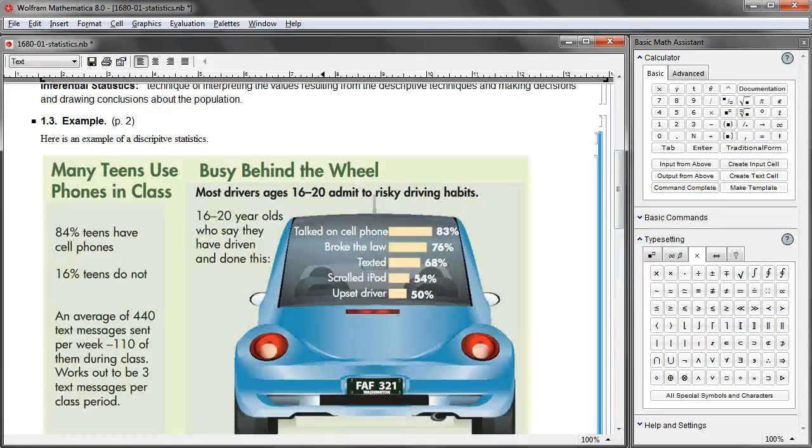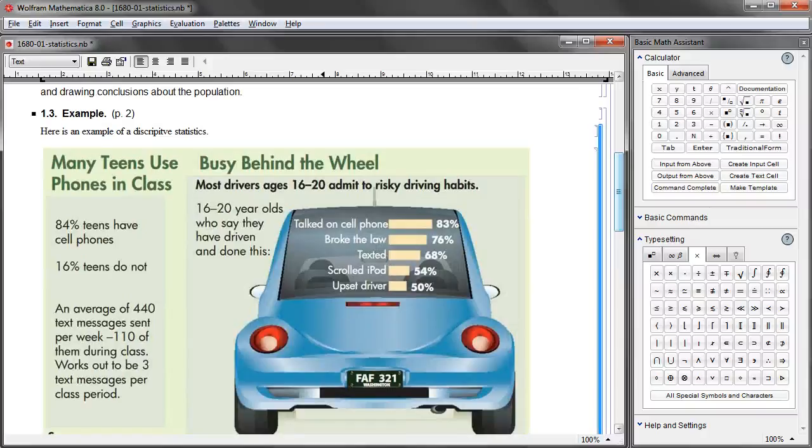Let's go over to the previous example. In that case, we have many different variables. Talked on cell phones, broke the law, texted, scrolled iPod, upset driver. All these are different questions. And they are all different characteristics. They are different variables. So variable does not really mean a number or X, Y, Z kind of things as we have done in algebra classes. In statistics, we need different types of definitions. So variables in statistics means something different; variables in statistics are definitely different from variables in algebra.